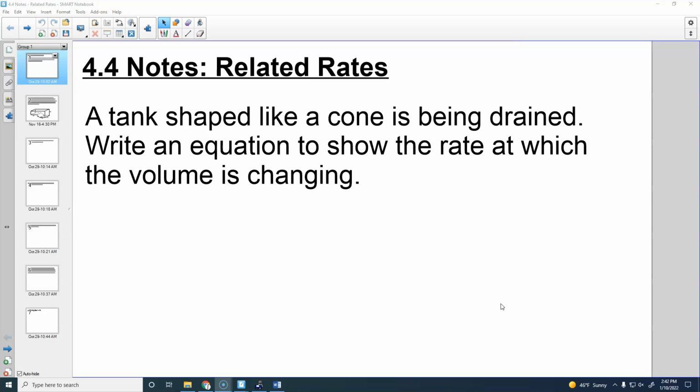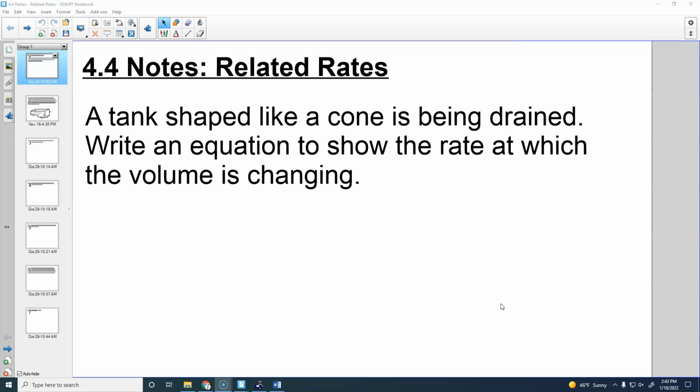So related rates are probably my favorite thing. I really like volumes of revolution and stuff like that too when we get to the end in chapter 8, but it's either this or the volumes of revolution, cross-section sort of stuff, 3D figure stuff that we'll do. So related rates can be very, very, very simple or very, very, very complicated.